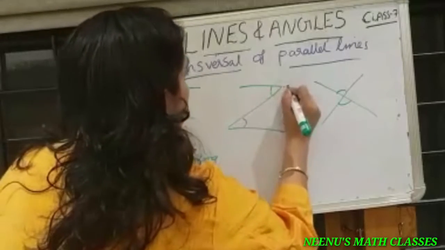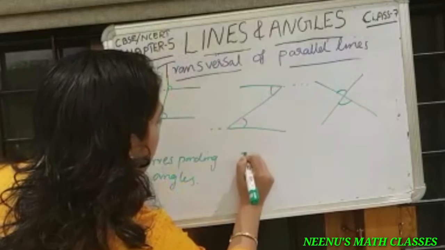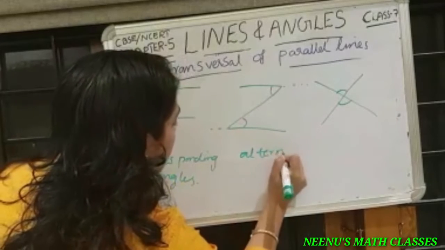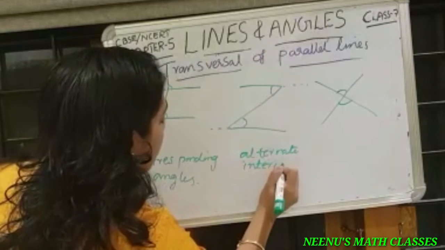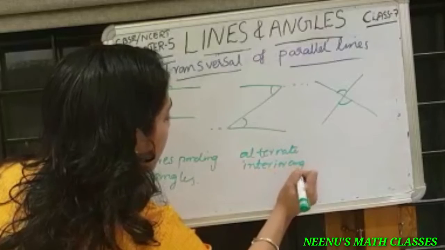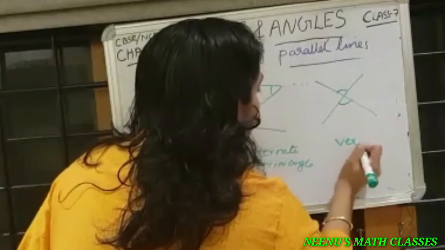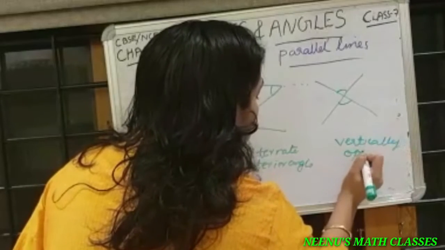You can join this and this. This is the interior or alternate interior angles. This is the vertically opposite angles. Vertically opposite.